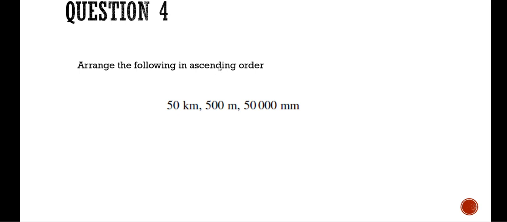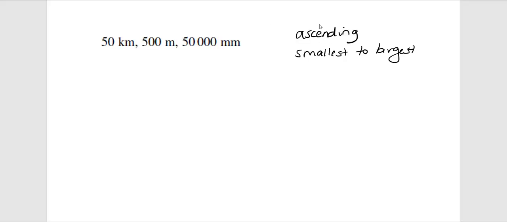Okay, question 4 asks us to arrange the following in ascending order. So remember what that keyword means, ascending. So have a go first. So ascending means from smallest to largest. Like A for a rise, when you rise up, you start from the bottom and go to the top, so smallest to largest.